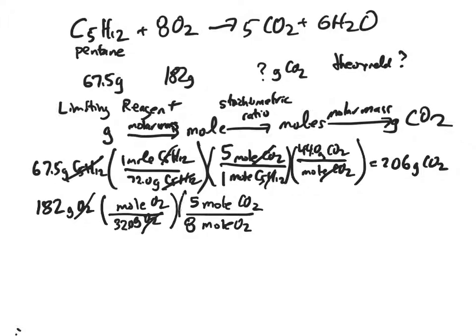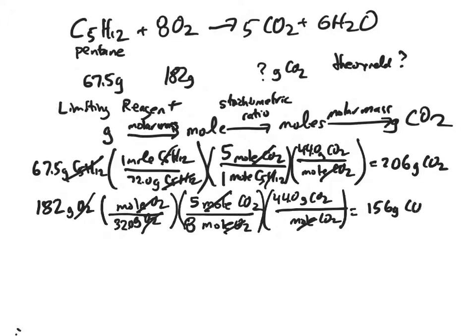That's our stoichiometric ratio. So now moles O2 cancels. We've got moles carbon dioxide. Now we can change moles carbon dioxide to grams carbon dioxide using the molar mass, which is 44. So mole CO2 divided by mole CO2 cancels. And we do that calculation. We will come up with 156 grams of carbon dioxide.